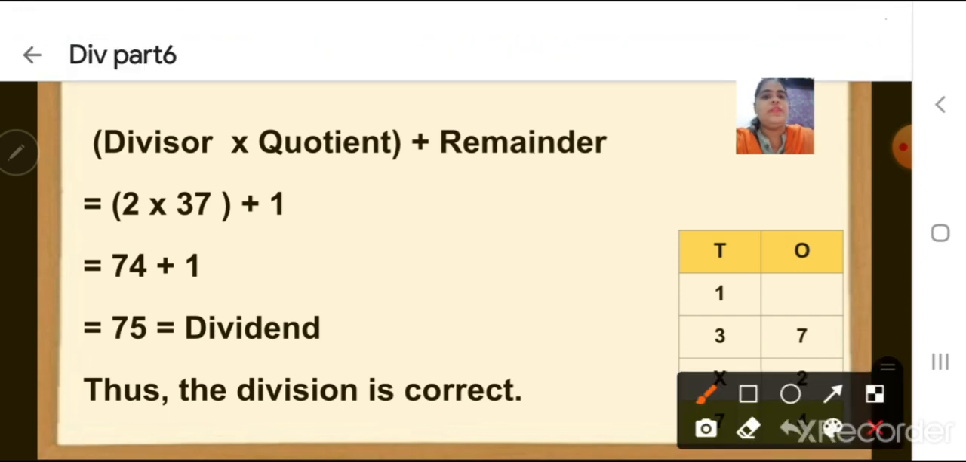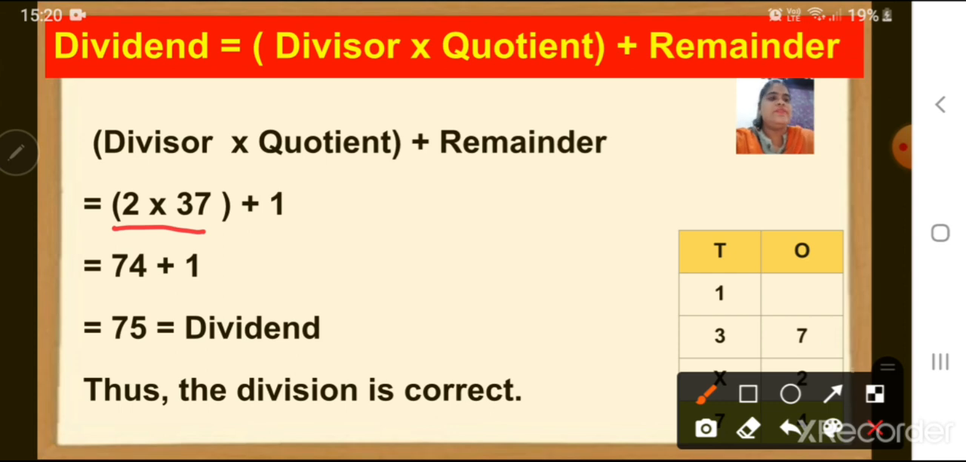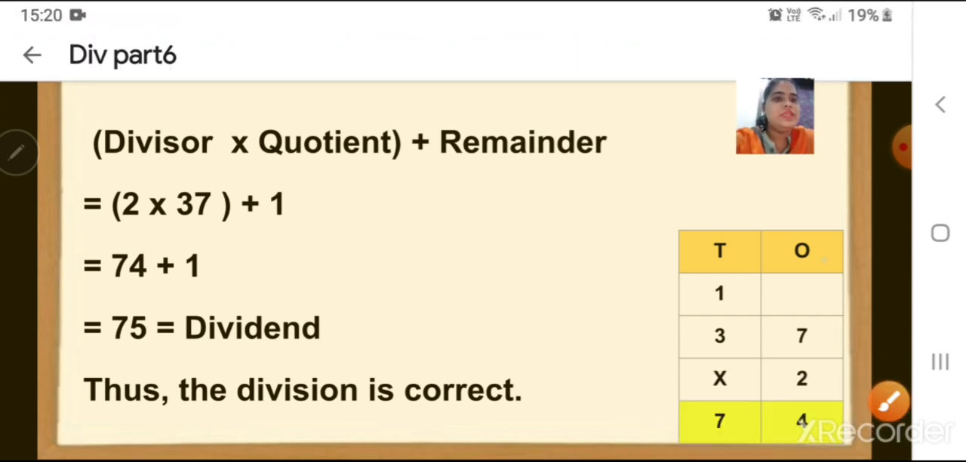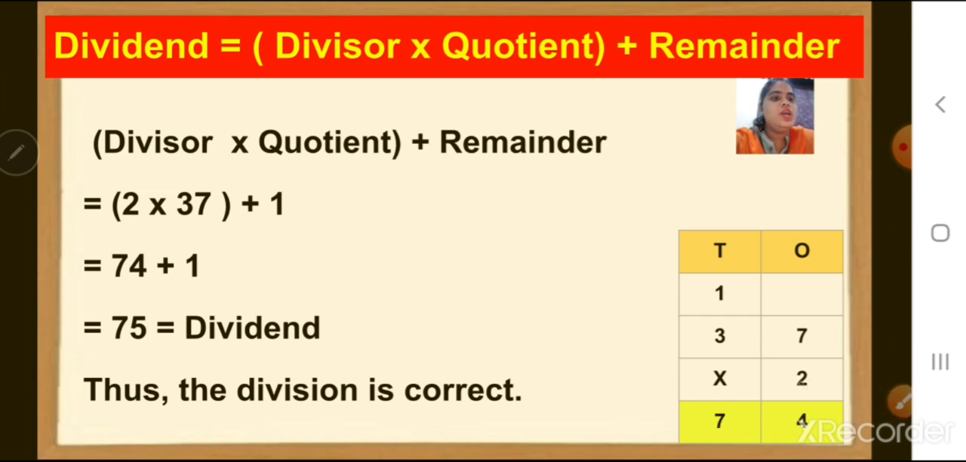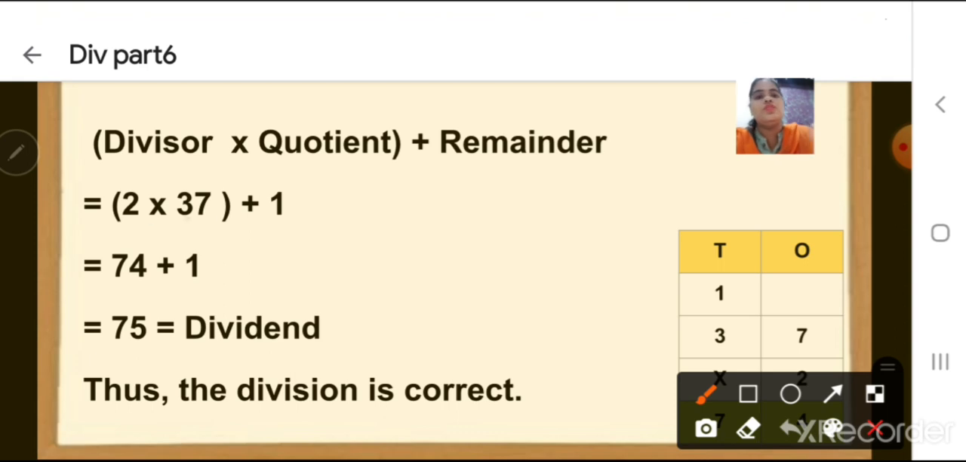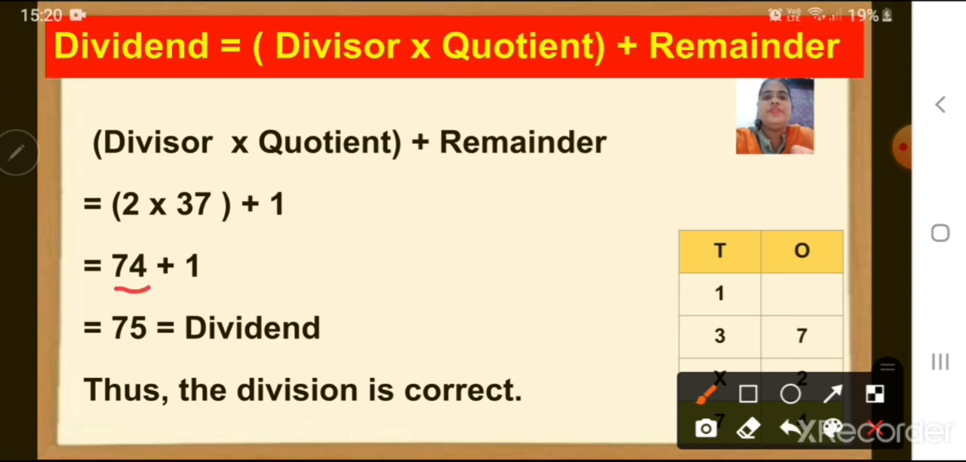First we have to multiply. 2 into 37. What is 2 into 37? See children, here multiplication I have done. 2 7s are 14, 2 3s are 6 plus 1 is 7. So 37 into 2 is equal to 74. So 74 plus 1. 74 plus 1 is equal to 75, which is equal to dividend. Yes children, so our division is correct as we have got 75 as our dividend.